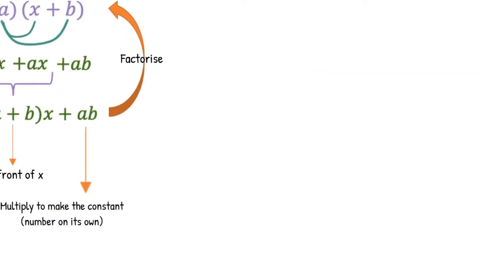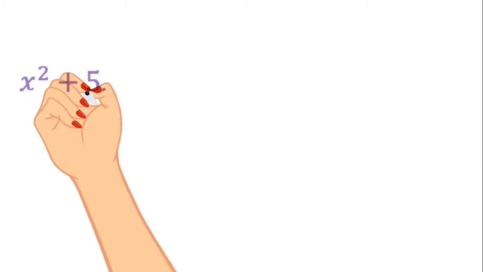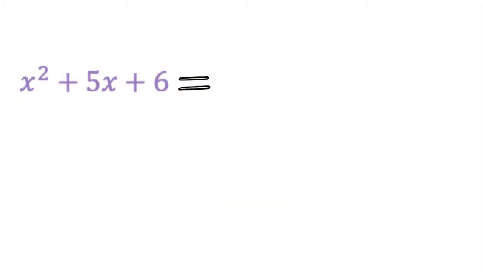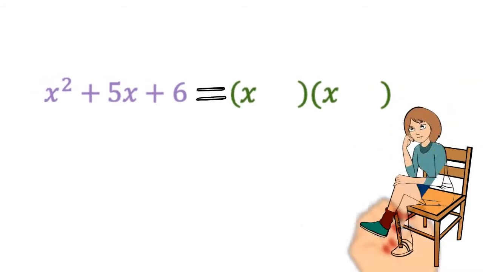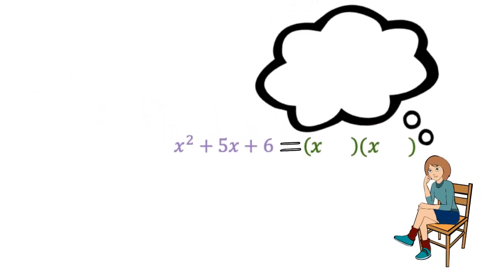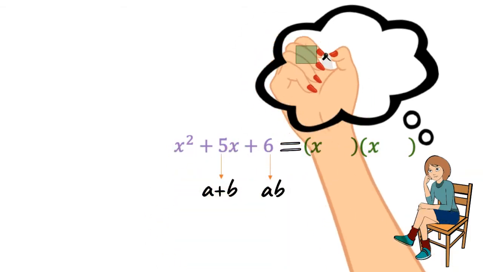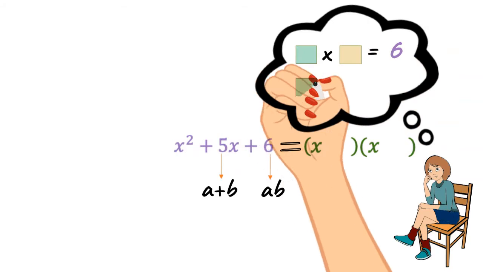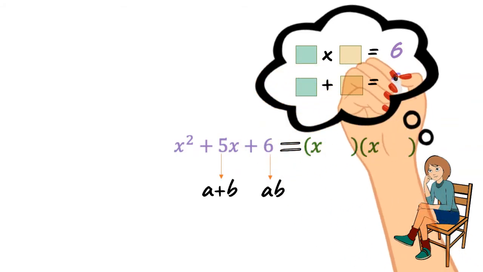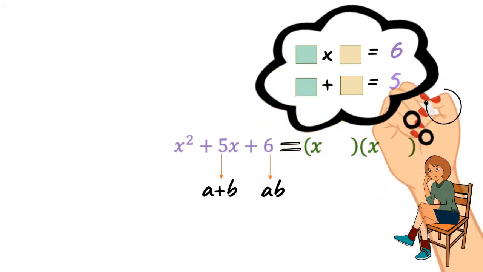Let's look at a real example. So I have x squared plus 5x plus 6. I want to factorise it into two brackets. To make that x squared term, I need to have x and x. But now I need to find those two numbers a and b. Well, this takes a little thinking exercise. Those two numbers need to times to make 6 and add to make 5. So the problem looks like this. Pause the video, try and find my two numbers.